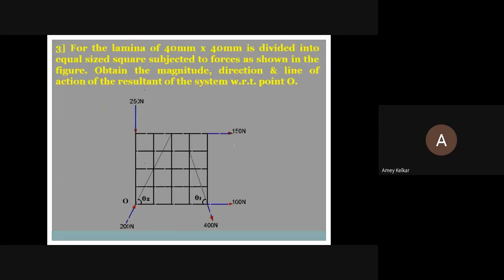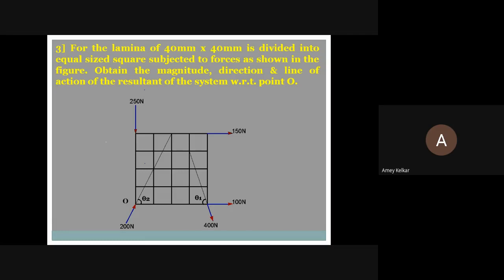So here we have a square lamina of 40 mm by 40 mm, which is divided into equal sized squares, subjected to forces as shown in the figure. We have to obtain the resultant about point O. Again, a question paper example, a bit complicated. But if you understand it, you can solve it very, very easily.